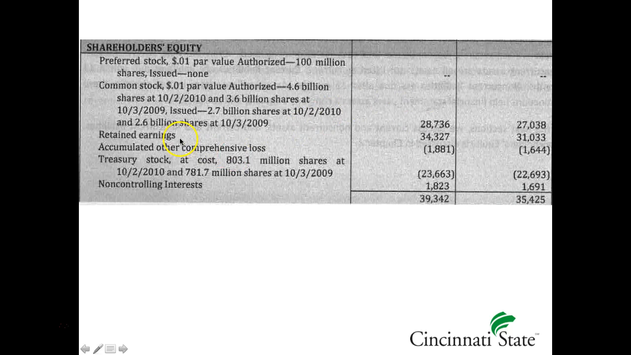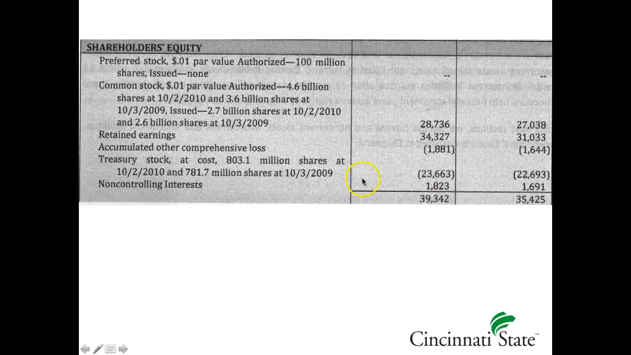Disney's retained earnings as of October 2nd is $34,327 million. Accumulated other comprehensive loss equals $1,881 million. Treasury stock is accounted for at cost. On October 2nd, Disney had 803.1 million shares for the total cost of $23,663 million. Please note that the treasury stock decreases the total equity.